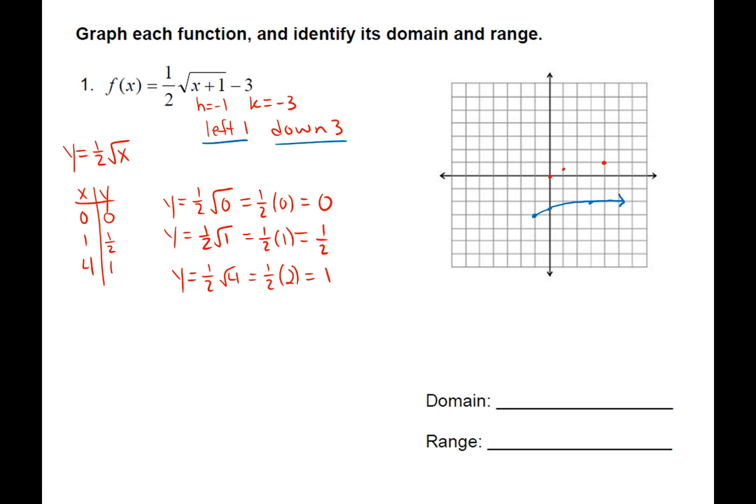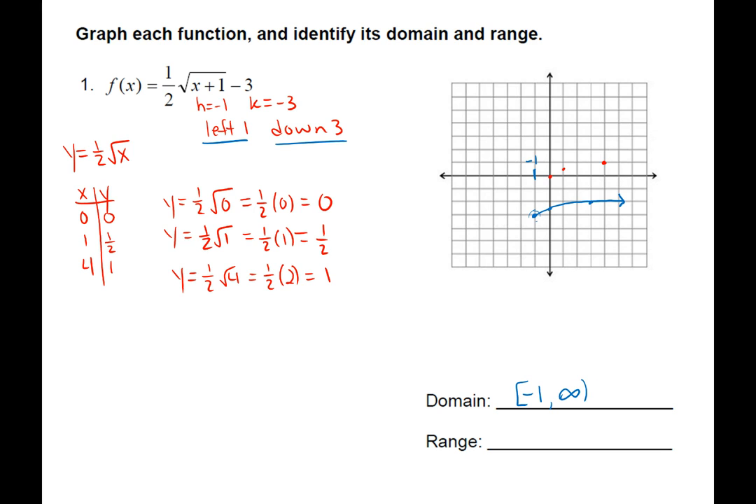Then when we go to fill in domain and range, for the domain, I'm looking for the smallest x value, which means all the way to the left. The smallest x value, or the point furthest to the left, is right here. And that x value is at -1. So I would do -1 all the way to infinity.